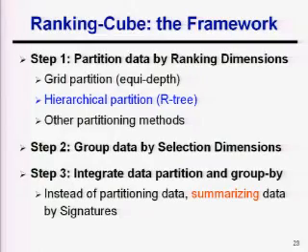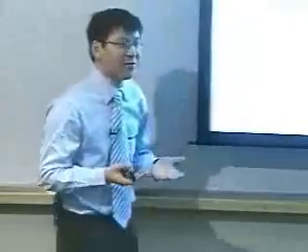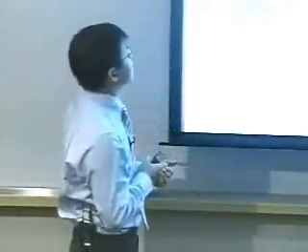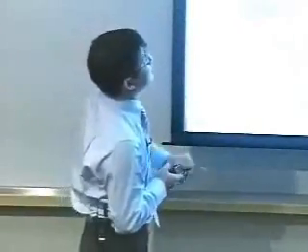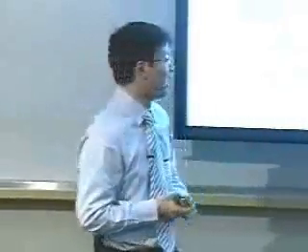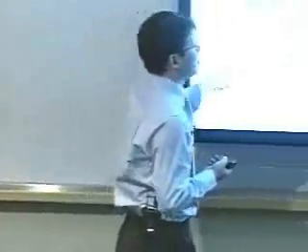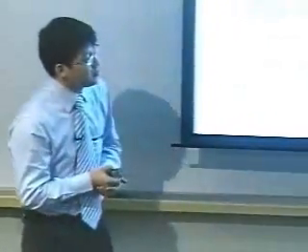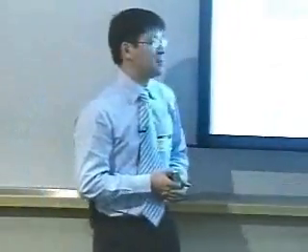So I have shown the ranking cube using a very simple partitioning method, which is a grid partition. But what I want to emphasize is that the ranking cube is just a framework. We do not rely on a particular partitioning method. Now I will show some other partition methods, for example the hierarchical partition method, using R-tree as an example. These are the steps to build a ranking cube: first we partition data, second we group data, and third we integrate the data partition and group-by. The main idea is that instead of repartitioning data, we summarize data, and the summarized result we refer to as signatures.